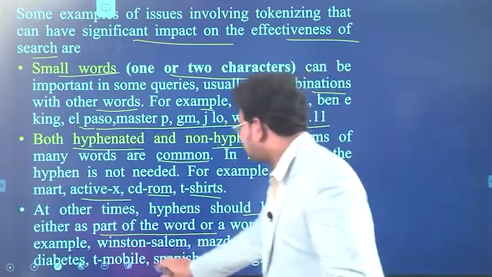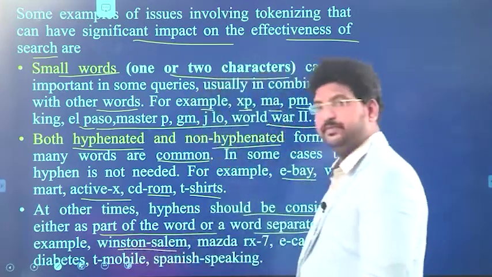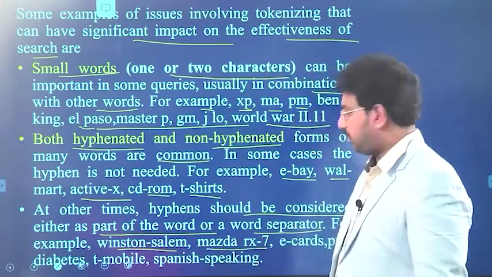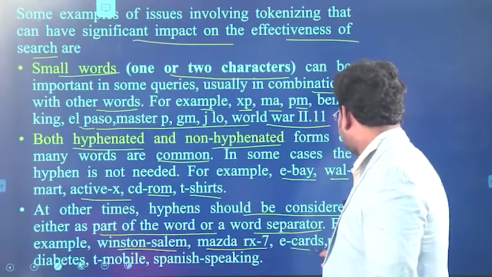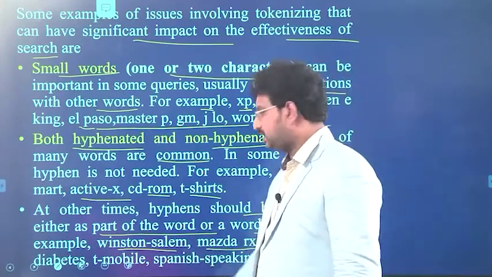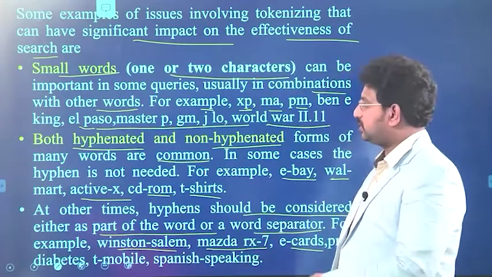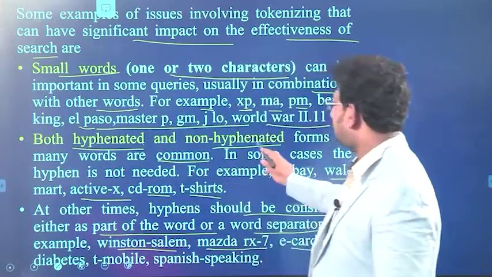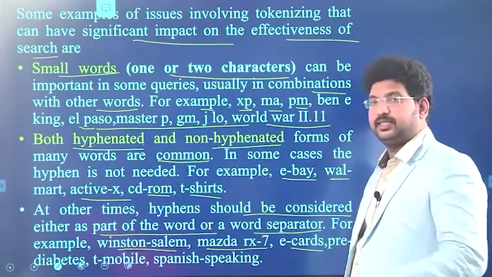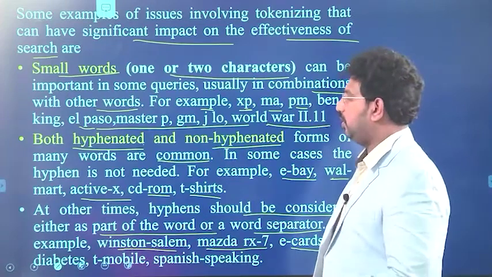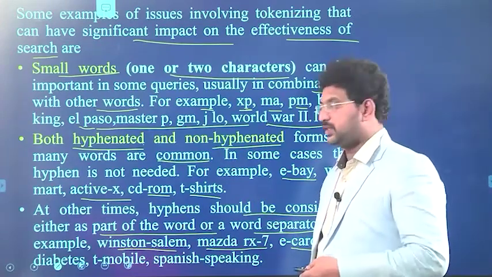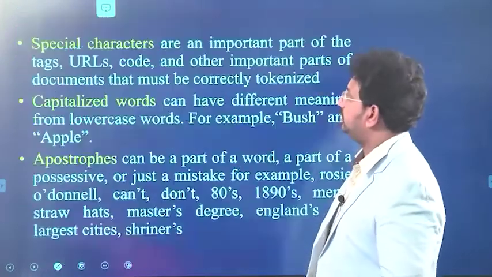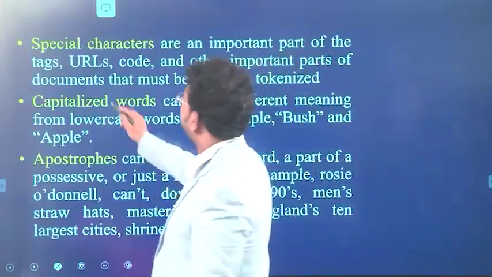For example, Winston-Salem, Mazda RX-7, e-cards, pre-diabetes, T-Mobile. So many words are like that. If you observe, whenever text tokenization is going on, there are also some issues with hyphenated and non-hyphenated words. And there are some special characters.